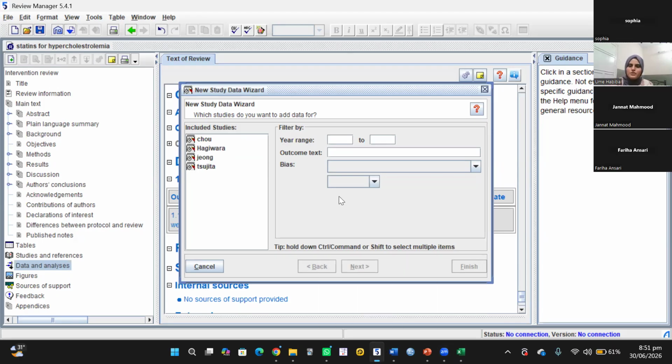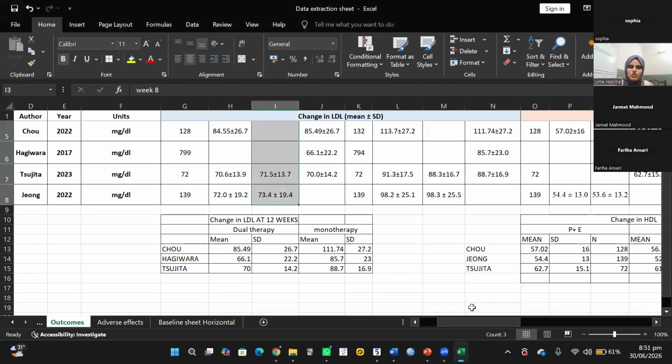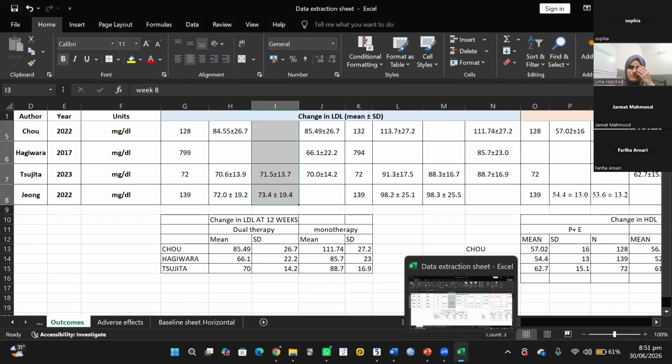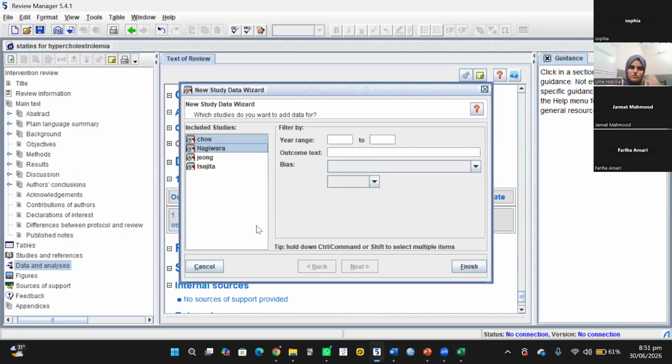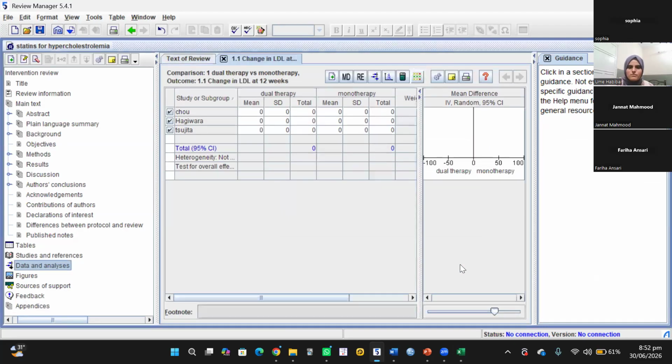All right. Now, do you remember which studies were reporting change in LDL? It was definitely Show. It was Hagiwara, and which one was it? Show, Hagiwara, and Sujita, of course. Right? Now what will I do? Finish. See, it gave me the table. I'll tell you everything about it.